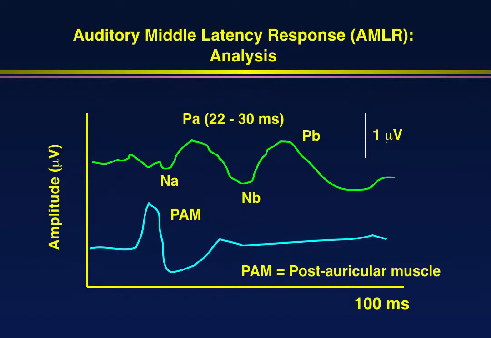Now there is one problem that you sometimes encounter in recording the middle latency, and that is the post-auricular muscle artifact. Everybody's got a post-auricular muscle, and it usually contracts for very high intensity sounds, particularly when somebody's tense or their neck is a little tense. But we can usually get around that.